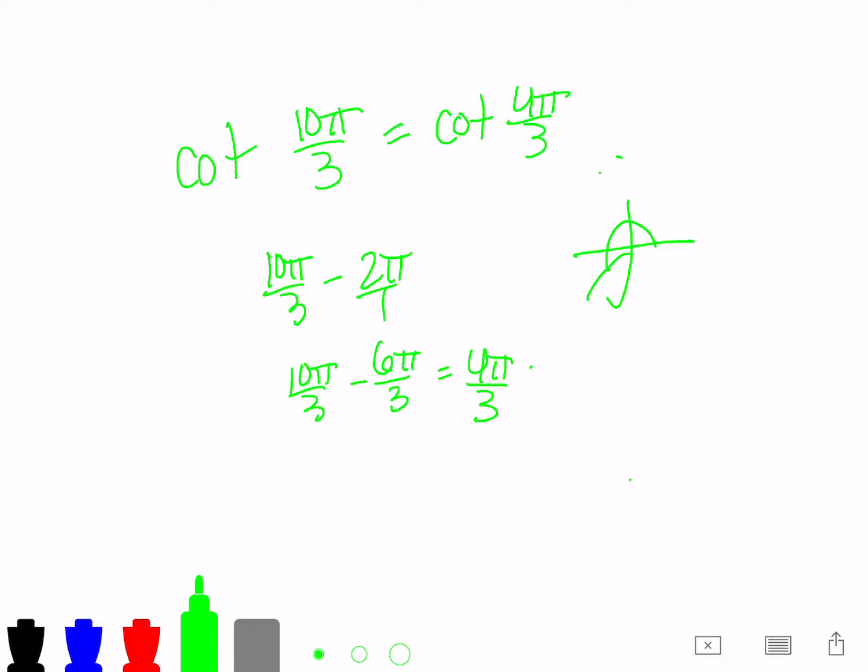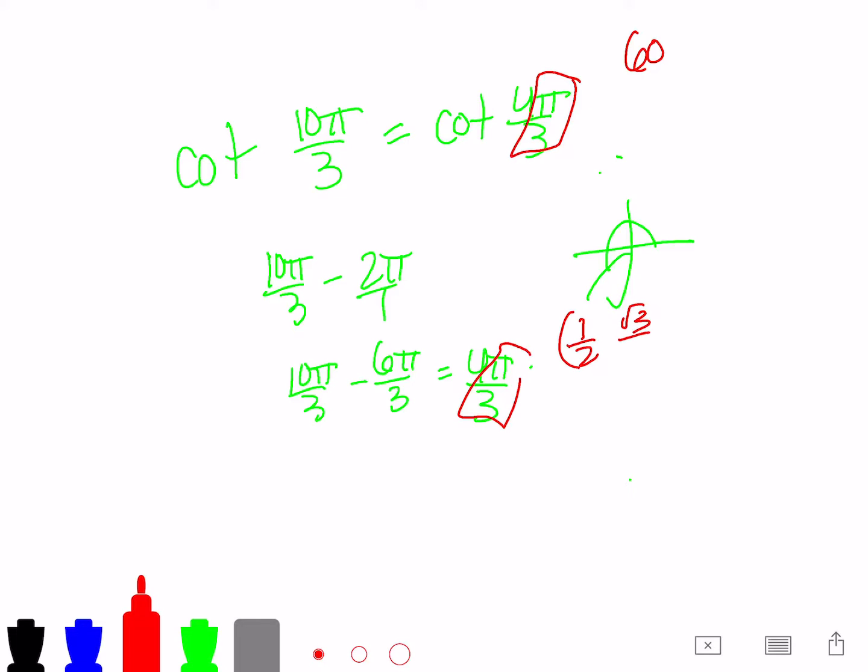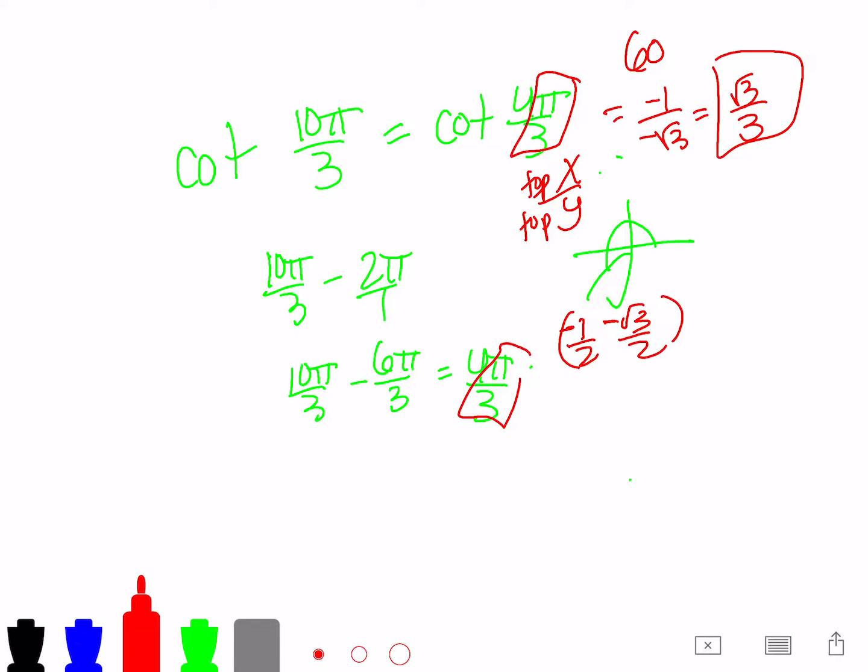4 pi thirds is 1 1/3. The reference angle is pi thirds, which gives you 60 degrees, which is your ring finger. It goes down. That gives you 1/2, root 3 over 2. We've gone left and down, so both are negative. Cotangent's the reciprocal of tangent, so we want x over y. It's the top of the x over the top of the y. So we get negative 1 over negative root 3, which rationalizes to a positive root 3 over 3.